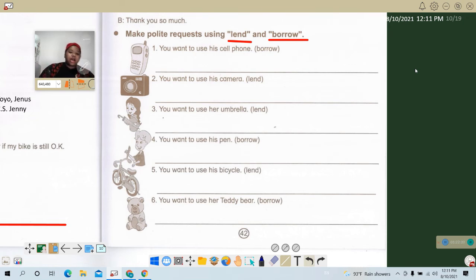Hi. So let's go to page 42, part B. Hi, class time. So we'll practice more on the lend and on the borrow. Okay? Class time. Lend and borrow. Edison, class time.